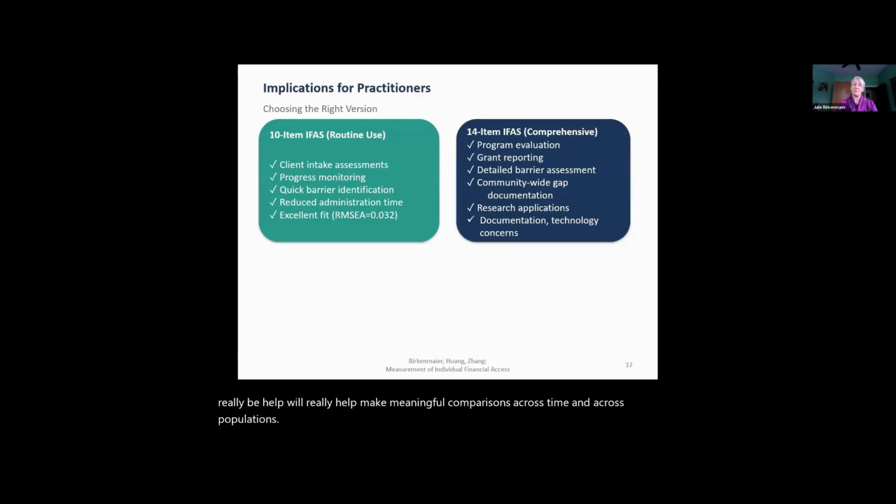For practitioners, as I mentioned, there are those two different versions. The 10-item may be more helpful for routine use, and the 14-item more helpful for comprehensive use. And we certainly hope that we can work with the practice community to promote the use of the scale towards some of these uses.